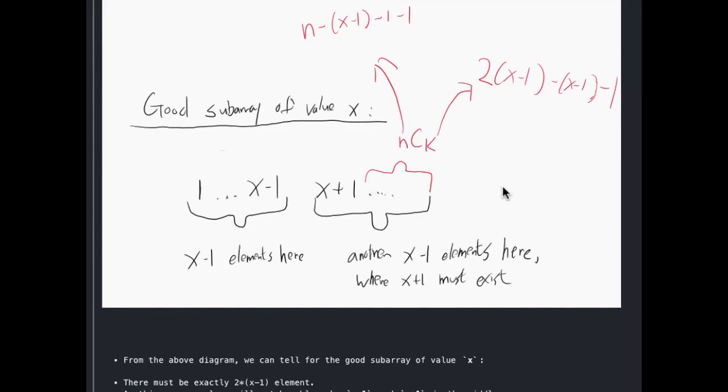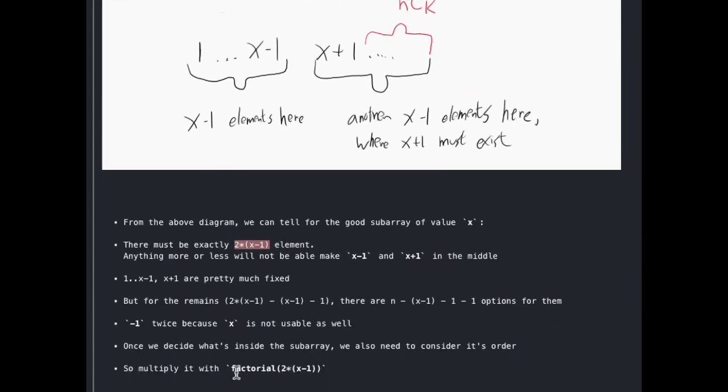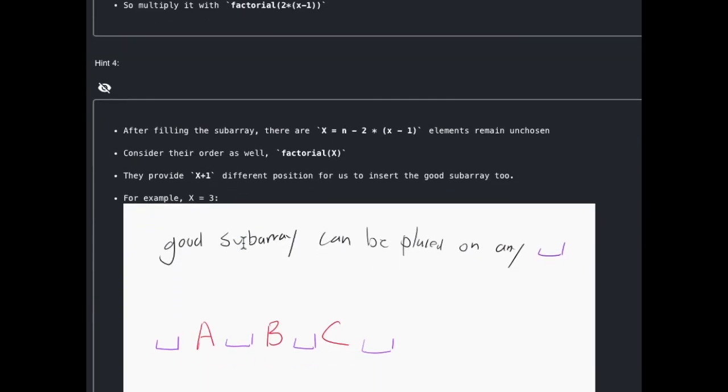No, because the subarray order does not really matter. That's why if the length is 2 times x minus 1, there will be factorial of 2 times x minus 1 arrangements of the subarray. So we have to multiply that as well. But is that the end? It's still not. There's one more thing.